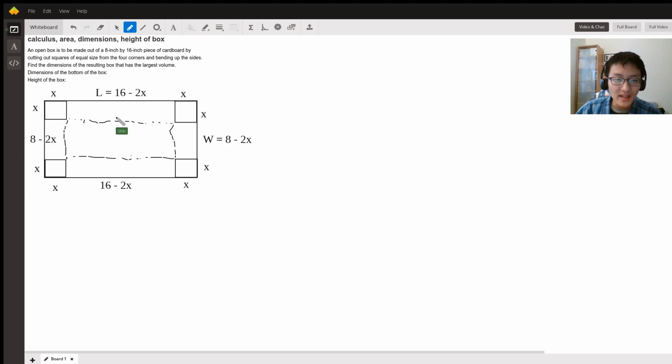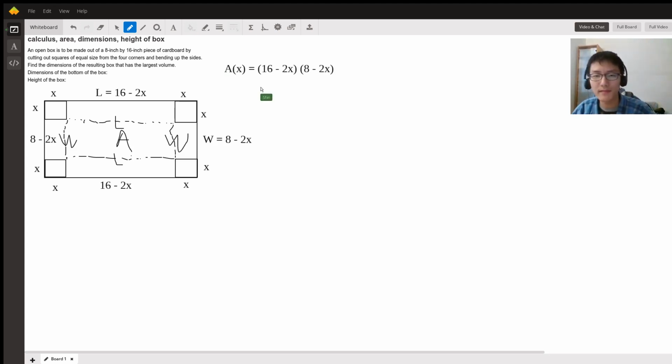Now, notice that this length and this length are the same. So this is L, and this is the width. In order to find the area of this, the area is length times width. So the area, represented in terms of x, will be length times width, or 16 minus 2x times 8 minus 2x. Okay, that's the area of the base here. And now we just have to multiply it by the height.